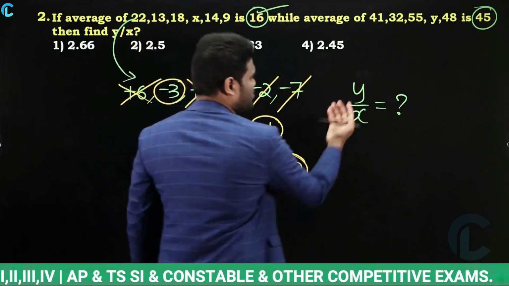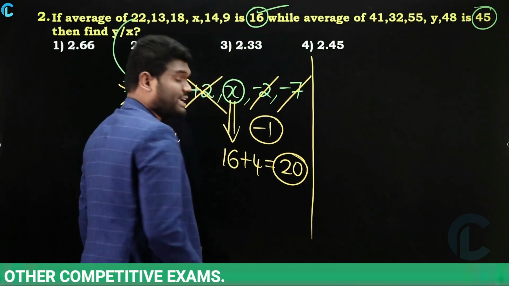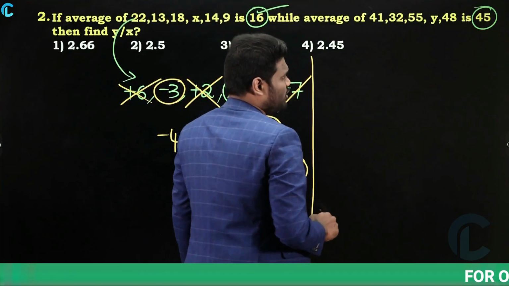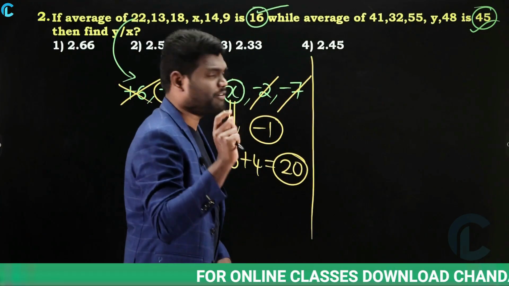If value of x is 20, you need to find the value of y also. Why? Because the question is saying what is the value of y by x. So I need to find value of y also. Let us calculate value of y. Now if you look here, average is 45. So each and every number should be 45.